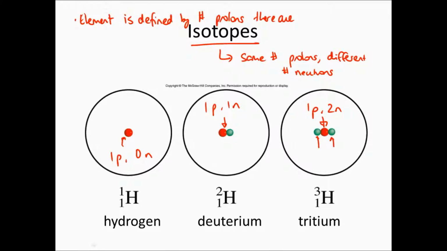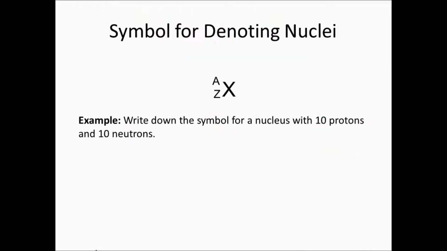Chemically speaking, they all have the same properties. However, in nuclear physics, we expect them to have different properties because the nuclear composition is different. But we want a shorthand to do this. We don't want to draw it every time. So this is our shorthand. This symbol here is our shorthand.